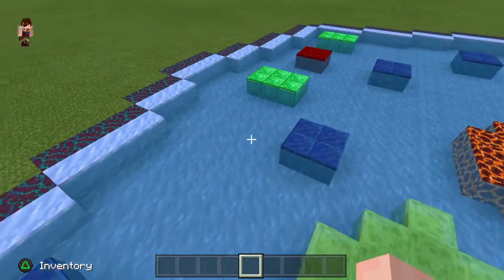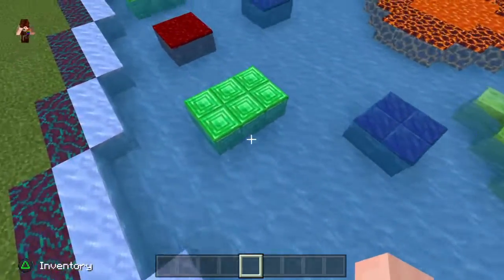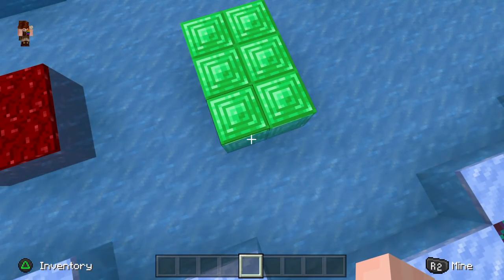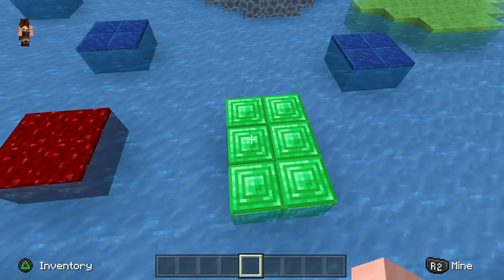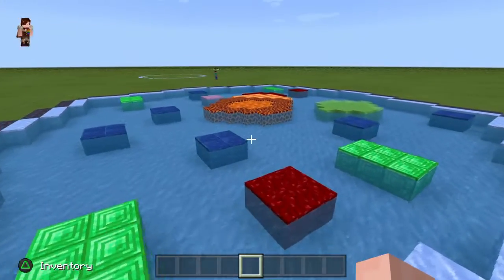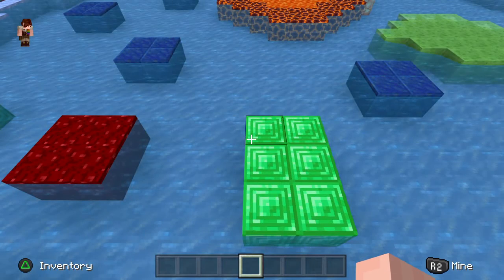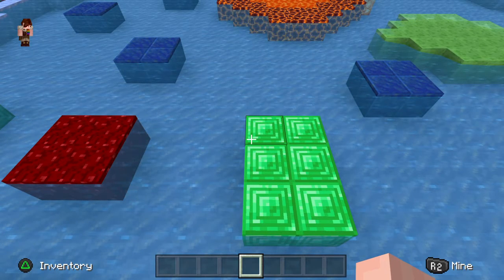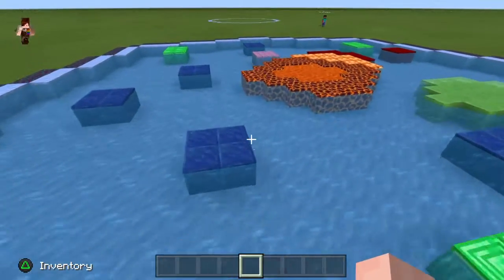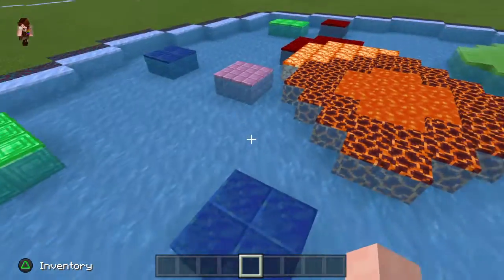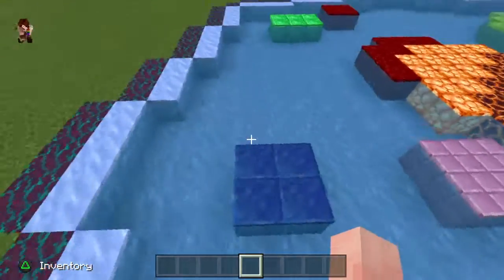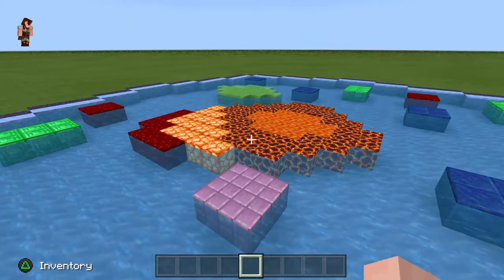Next up is the mitochondria, the powerhouse of the cell. We made mitochondria out of emeralds. And as the name implies, the mitochondria is what gives the cell energy. We have quite a few spread about. Next up is lysosomes, which is the cell's digestive system, which we have made out of lapis. We have a bunch scattered everywhere.